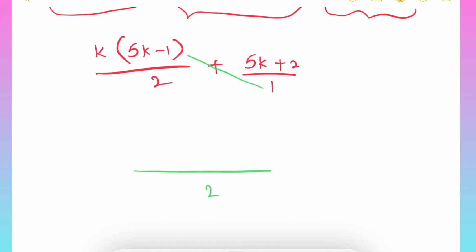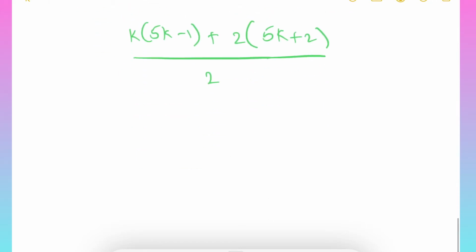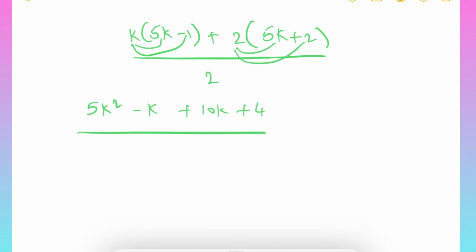k into 5k minus 1 plus 2 into 5k plus 2. Here 5k plus 2 has two terms, so that's the reason I am keeping the bracket again. 2 into 5k plus 2. Okay, now let us open this. k into 5k is 5k square, k into minus 1 is minus k, plus 2 into 5k is 10k, plus 2 into 2 is plus 4, whole divided by 2.